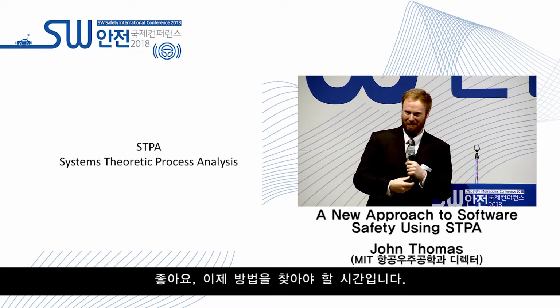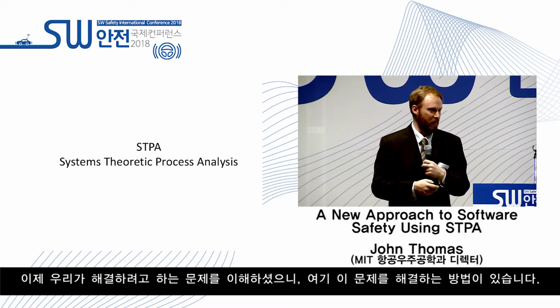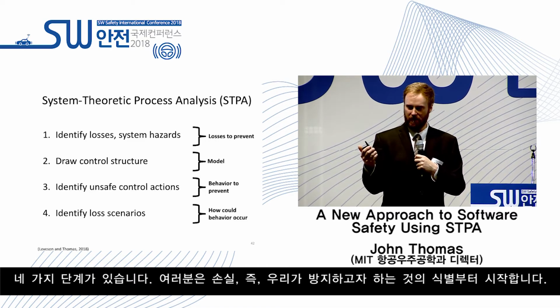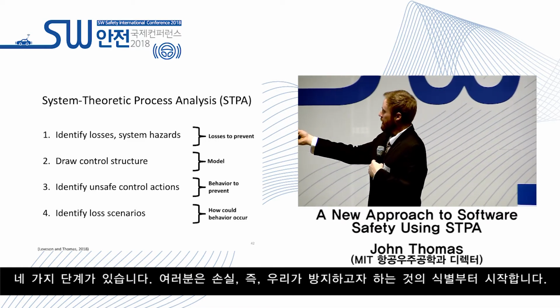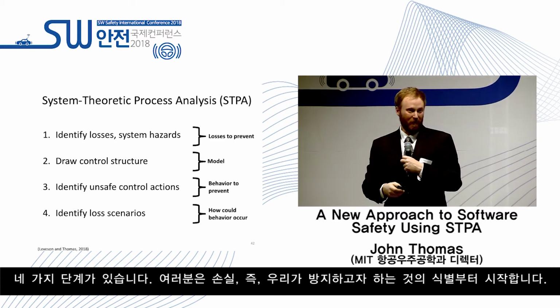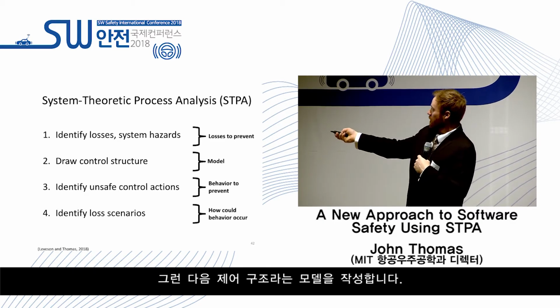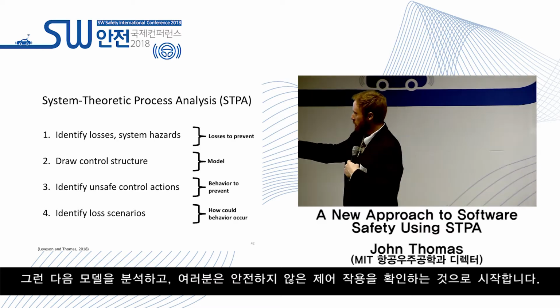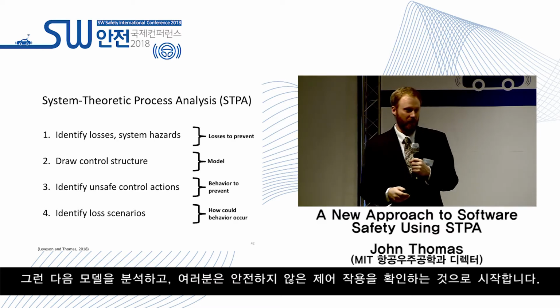Okay, now it's time for the method. Now that you understand the problem we're trying to solve, here's the method to solve it. There are 4 steps. You begin by identifying losses, what we want to prevent. Then you build a model called a control structure. Then you analyze the model. You start by identifying unsafe control actions.